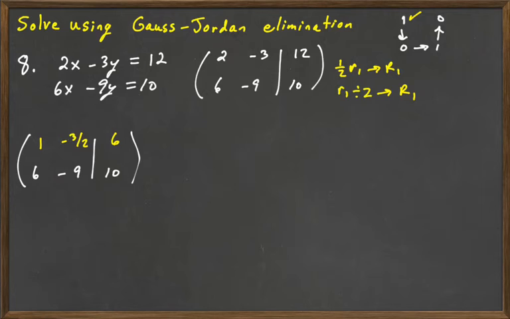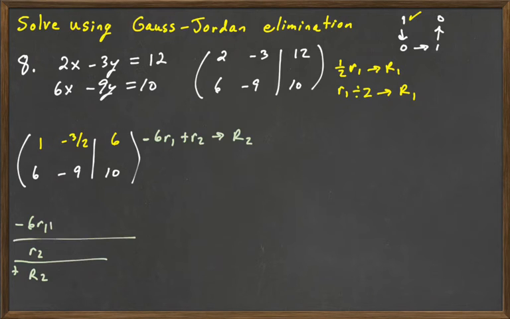Now we want to make row 2, column 1, that's 6 there, into 0. Because that's in column 1, we're going to use row 1. We're going to multiply row 1 by the opposite of this number, which is 6. We want to make the 6 a 0, so the opposite of 6 is -6. So we're going to multiply row 1 by -6 and add that to row 2, and that's going to become our new row 2. So -6 row 1 plus row 2 replaces row 2.